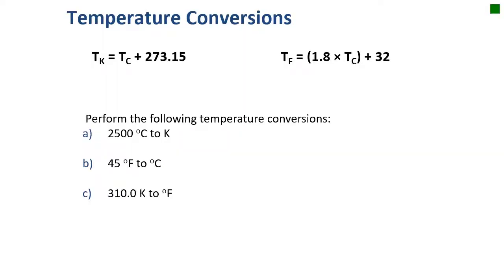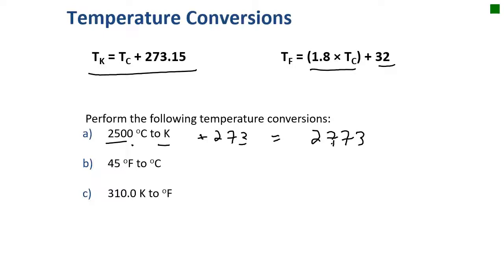Because the degree size is 1 to 1, the temperature in kelvins is equal to the temperature in Celsius plus 273.15. And if I want to go from Celsius to Fahrenheit, I'm going to multiply by that 1.8 and add 32. So if I want to go from 2500 degrees Celsius to Kelvin, I'm simply going to add 273. I don't need the 0.15 because I don't have that number of sig figs. And my temperature in Kelvin is going to equal 2773. If I put that in the correct number of sig figs, it's going to be 2800 kelvins.